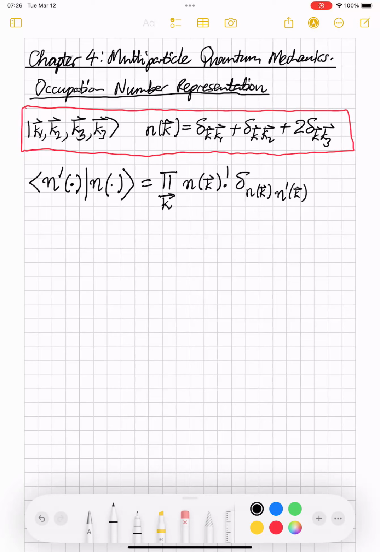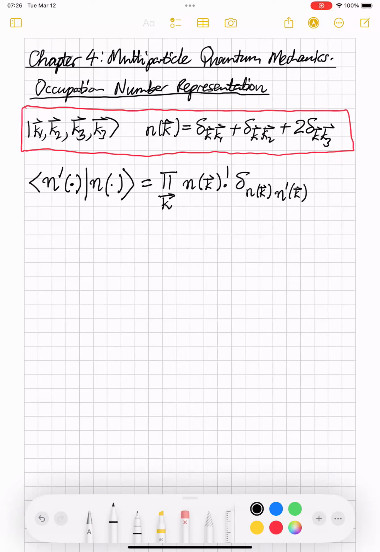So when I write the occupation number ket, I will usually write it as an n, and I won't indicate the argument. The argument of n of k is k. It doesn't appear when I write down the state, so I don't usually bother to write down what n of k is.